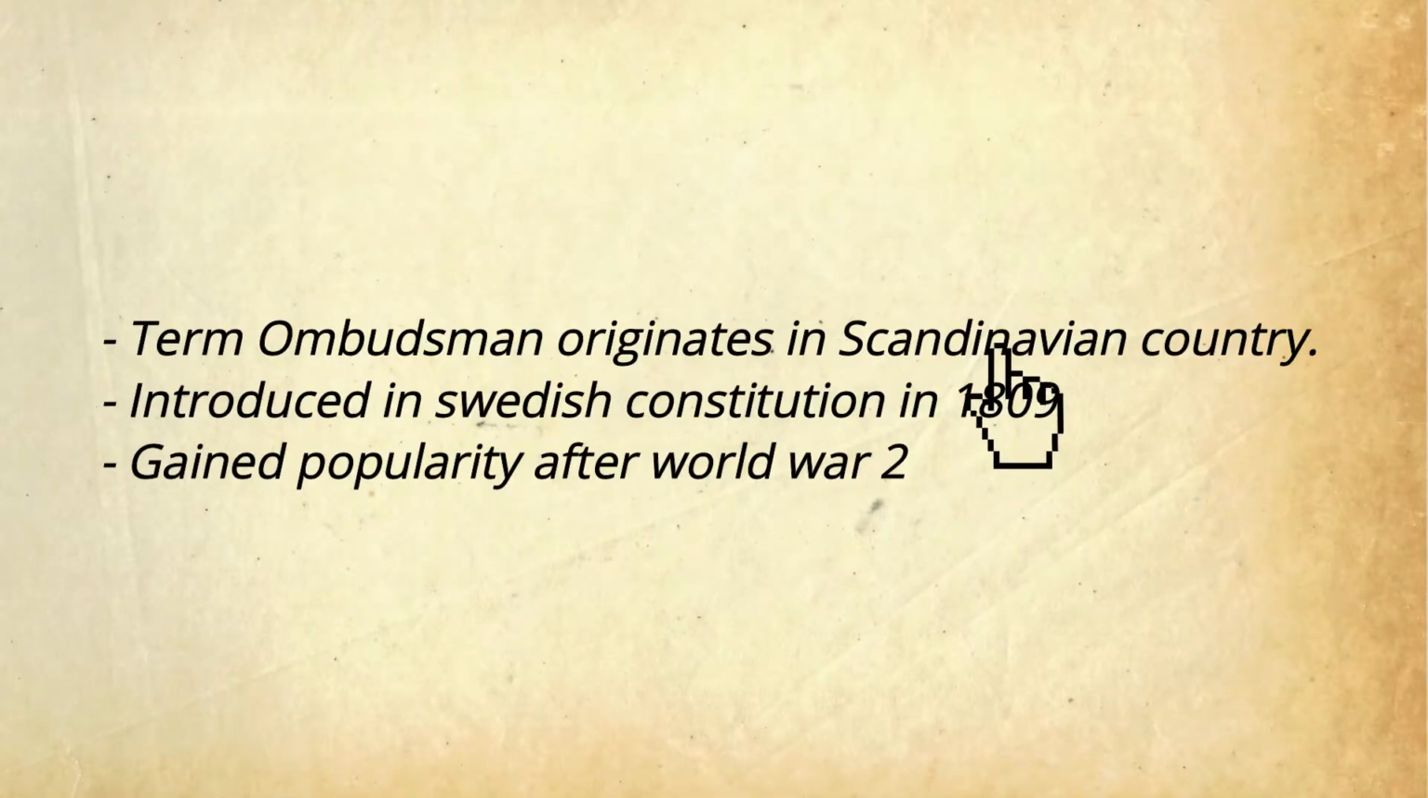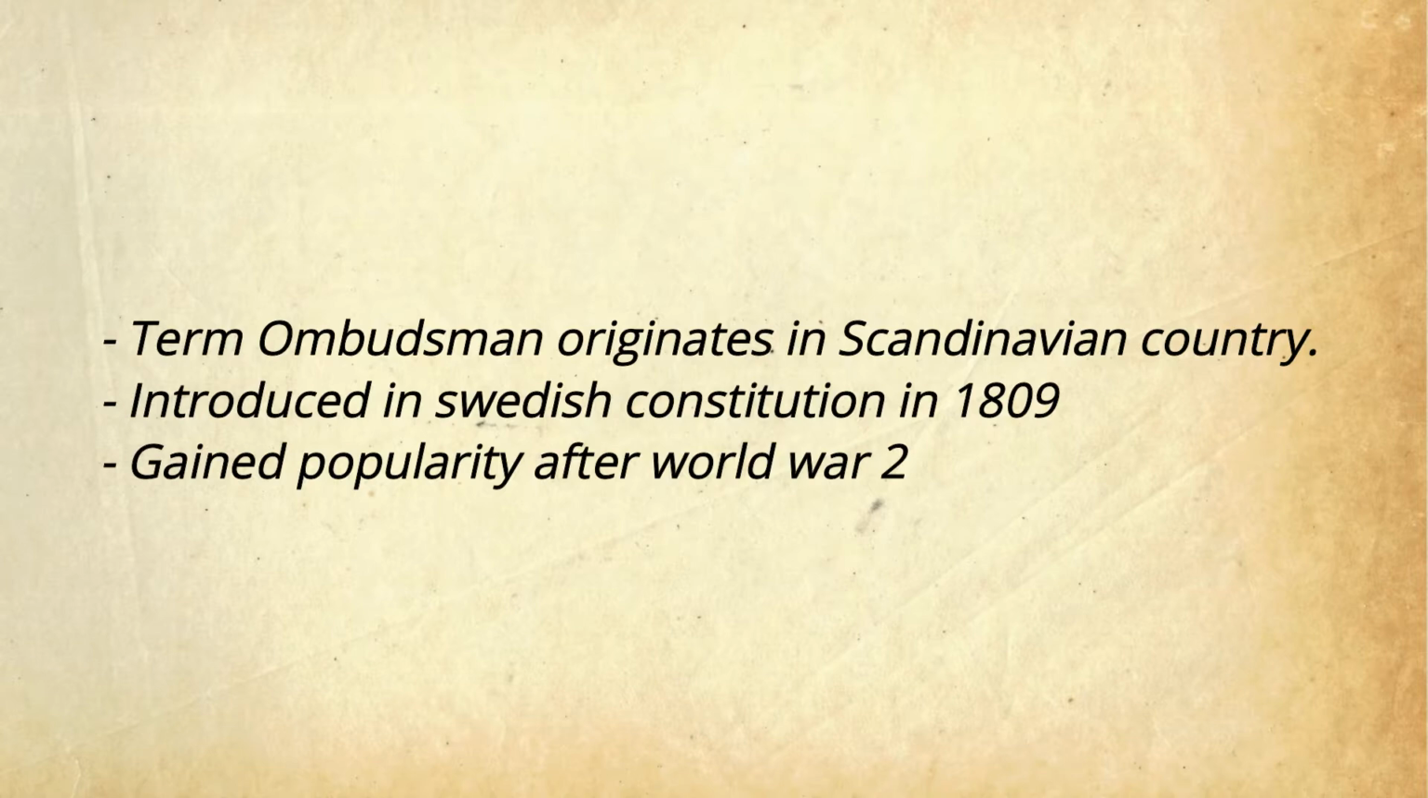Now throughout this video we are going to refer to the term ombudsman a lot, so let's look into the meaning and the origin of the term ombudsman. Now ombudsman is a term which originated in the Scandinavian countries. It was regarded as the parliamentary body supervising judges, government and other officials and ensuring that they are complying with the law. Now this concept was introduced in the Swedish constitution in the year 1809.